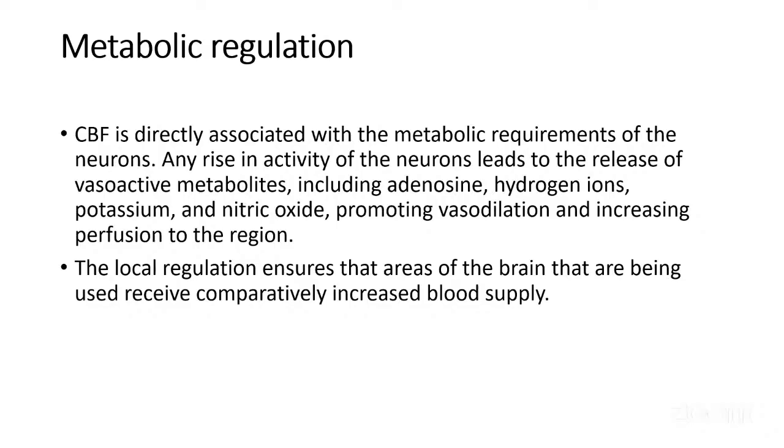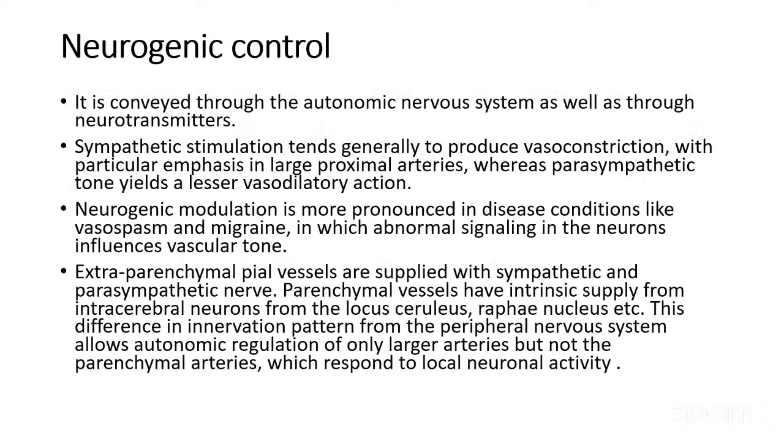Now come to metabolic regulation. Cerebral blood flow is directly associated with the metabolic requirements of the neuron. Any rise in neuronal activity leads to release of vasoactive metabolites, including adenosine, hydrogen ion, potassium, and nitric oxide, and all these promote and increase perfusion to the area. This local regulation ensures that areas of the brain that are being used receive comparatively increased blood supply.